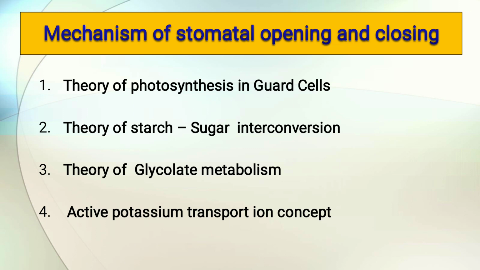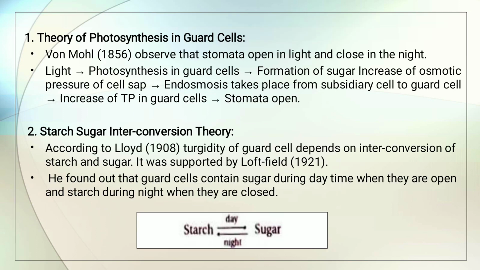First theory is the theory of photosynthesis in guard cells. Second theory is the theory of starch-sugar interconversion. Third one is the theory of glycolate metabolism. And fourth one is the active potassium transport ion concept. Then we will see one by one. First one is the theory of photosynthesis.